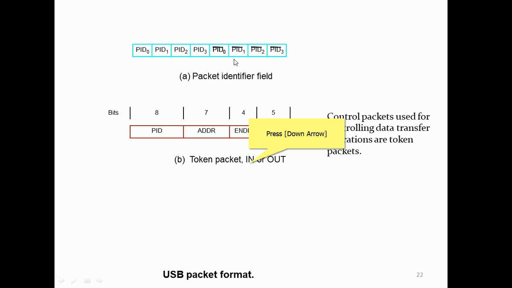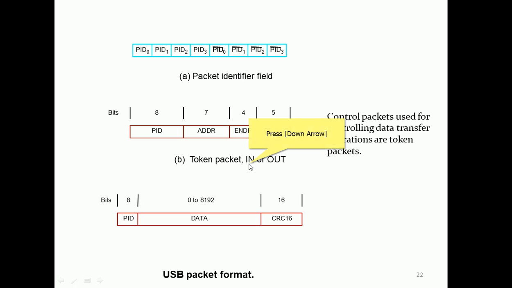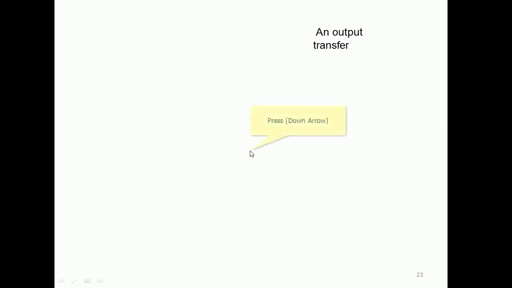So the token packet, in and out, will be there. Then we have the data packet, with a PID and the complete data, up to 8992 bytes. The CRC check will be there. So this is the data packet, the token packet, and the packet identifier field. All this information is required to perform USB input and output transfer. So there is a host, hub, and IO devices.